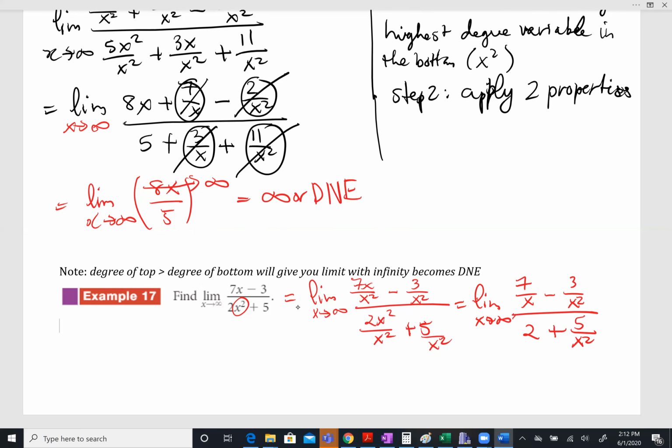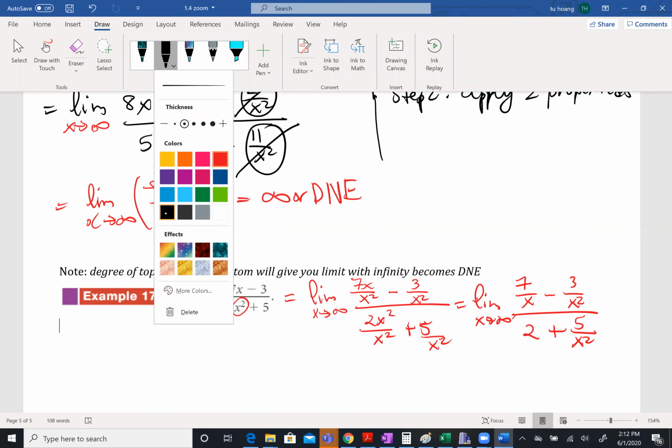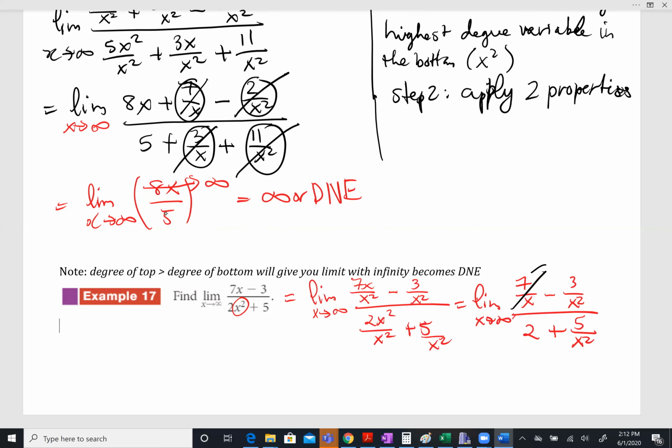And you should know that the top will be, this becomes 0, this becomes 0, this becomes 0. And you will have equal to 0 over 2, which equals 0. So that means that when the degree of the top is less than the degree of the bottom, it will give you a limit at infinity of 0.